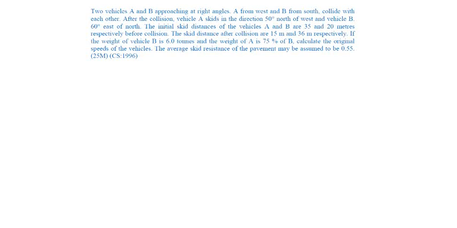Two vehicles are approaching at right angles. A from west, and B from south. So A, south, east and west. A is traveling from west. Let its initial velocity be UA, and B is traveling from south.